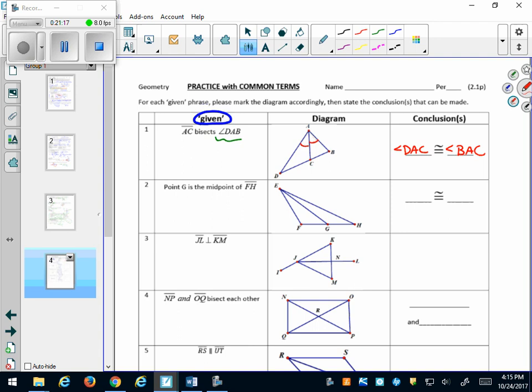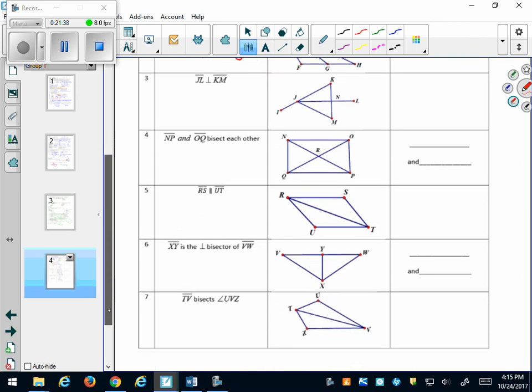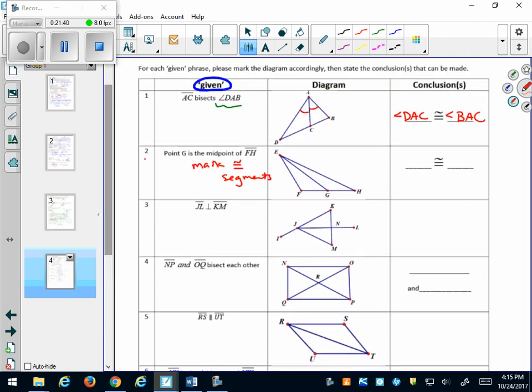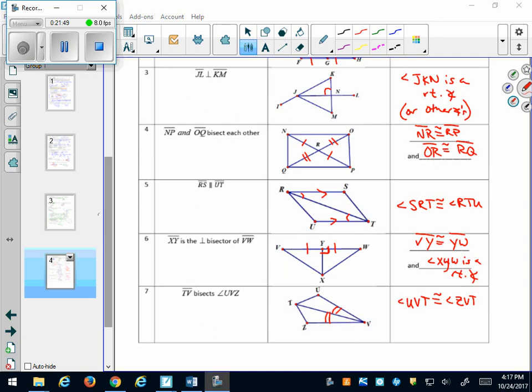So if you look at number 2, point G is the midpoint of FG. What you want to do is mark congruent segments. I'm not going to do it for you, but that's what we're looking for. We're looking for some congruent tick marks on some segments here. Okay, so the rest you should be able to figure out based on the given information. Actually, I'll pause this and put up the answers and you can check them.